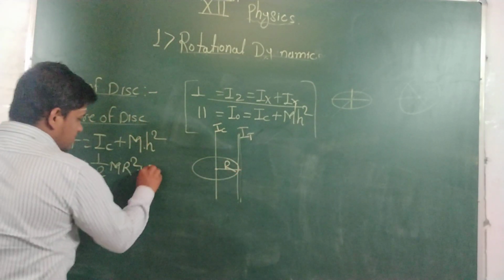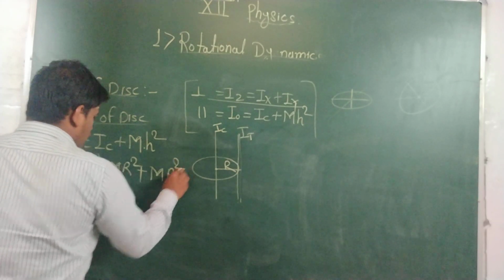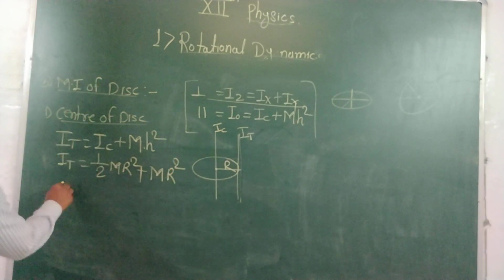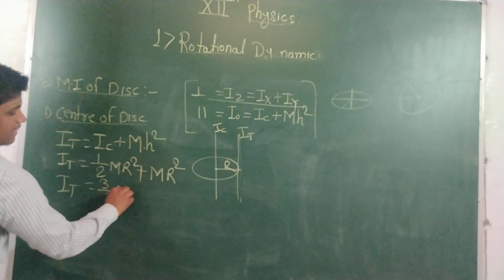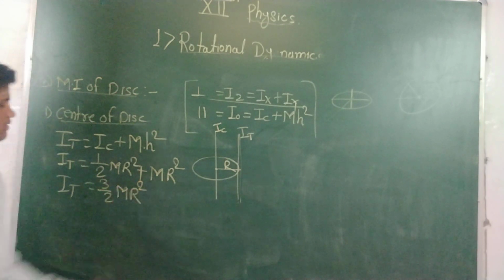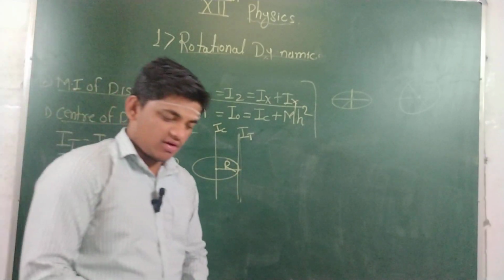या ठिकाणी काय करू शकतो आपण? r सबस्टिट्यूट करू शकतो, that is mr square. Half plus 1 is 3/2, it is 3/2 mr square. हा झाला अशा पद्धतीचा पार्ट.